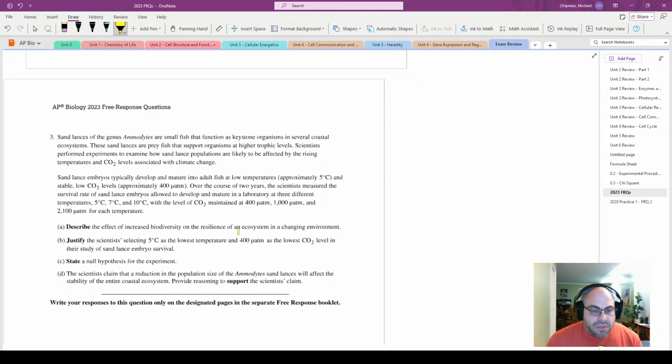State the null hypothesis for the experiment. Again, you do need to read the prompt for this, but it's not content based, right? It's not anything about sand lances or anything. You should be able to do this just by reading this experiment.